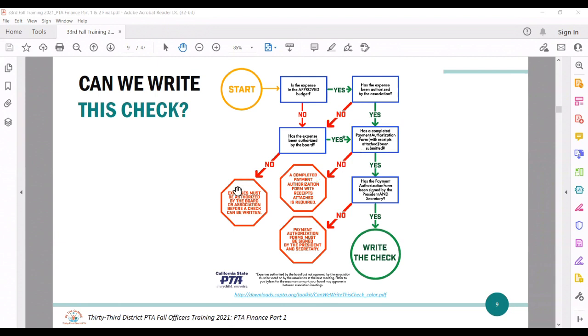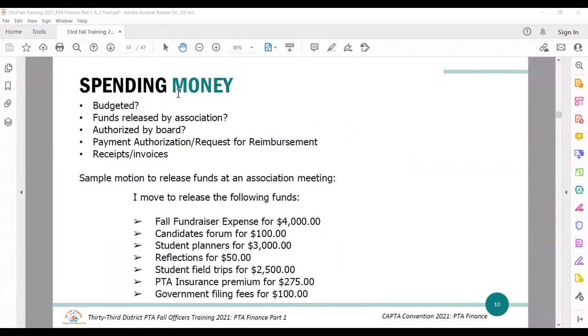And if there's ever a no, then they have to go fix that before the check can be written. So that's a great tool to know when you can write the check. And this is very similar, if you're not into flowcharts, if you prefer words, this is kind of the same process of spending money.